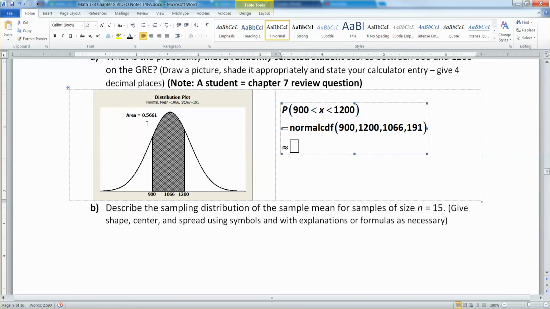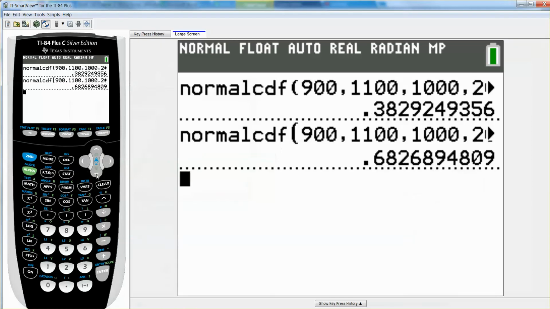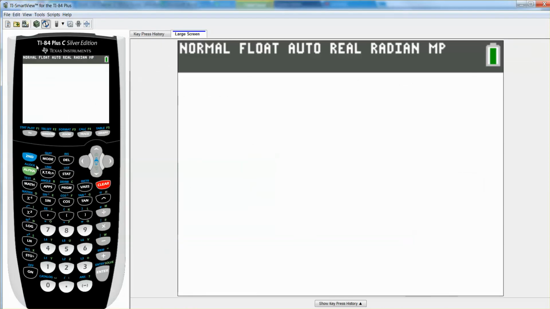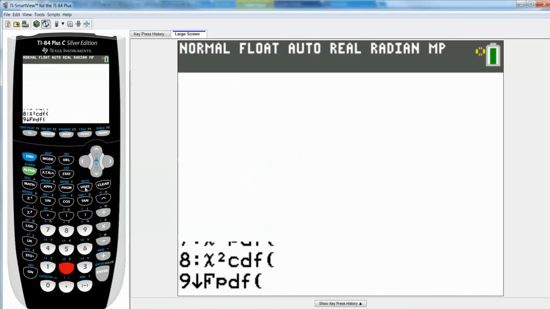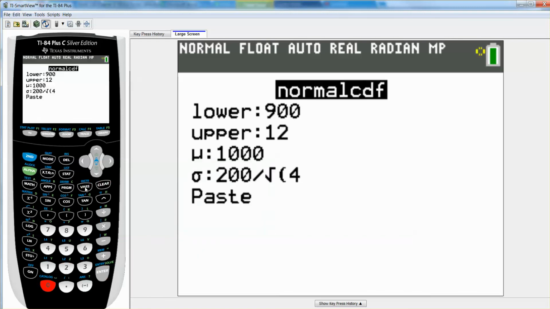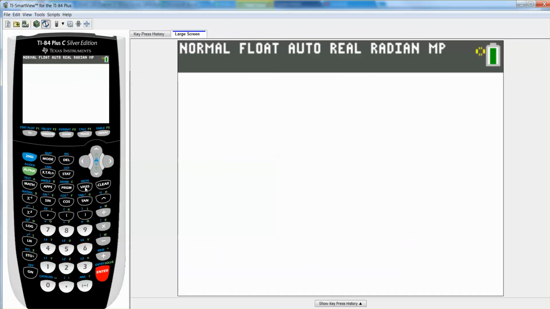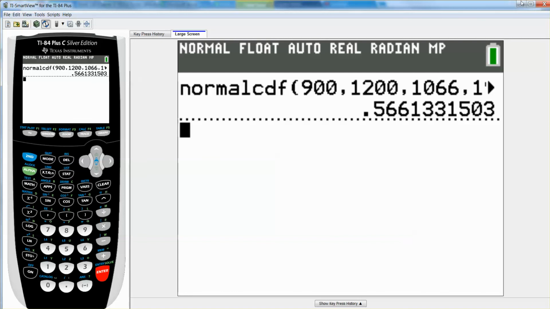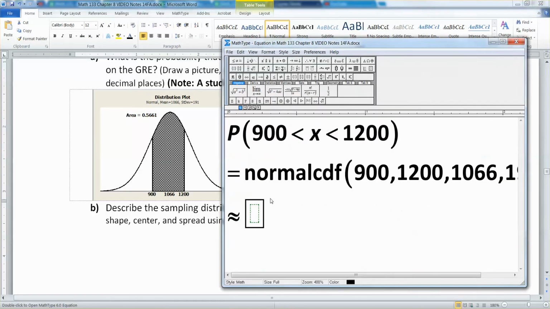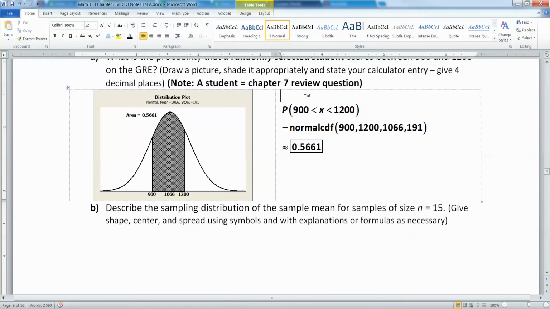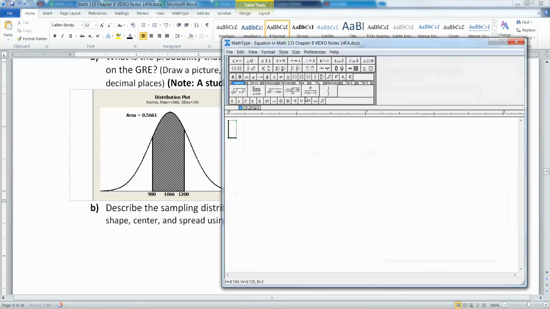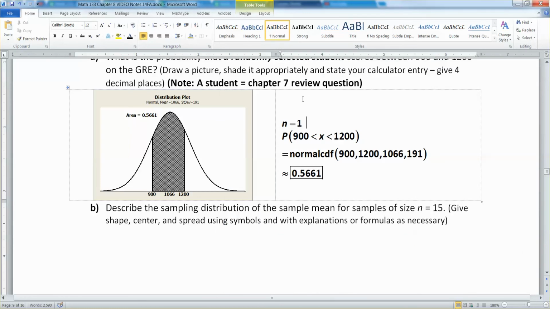We can see that the computer says 0.5661, but of course you don't have Minitab on you, so you're going to have to use normal CDF: 900, 1200, 1066, and the standard deviation is 191. We're working with the standard deviation here because n equals 1, and we see 0.5661. That's why I'm talking about x here, not x bar. Since n equals 1, this is a problem that has a standard deviation rather than a standard error.